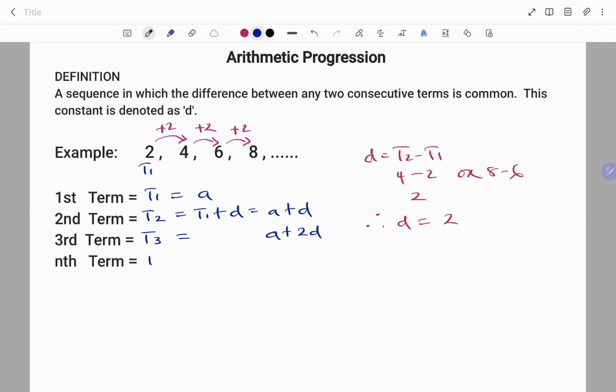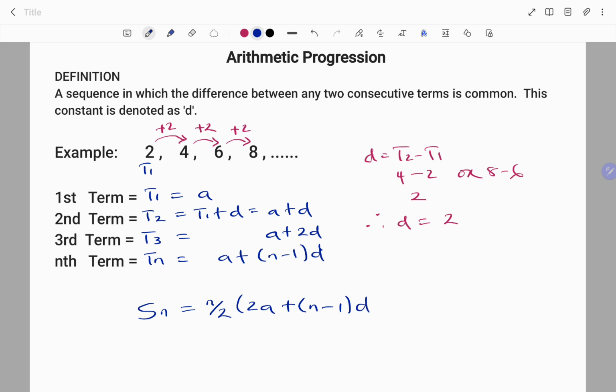Thus, to find our nth term, Tn, the formula is going to be a plus (n minus 1) d, where d is our common difference. Watch out for my next video, where I'm going to show you how to derive the sum of the arithmetic series, and the formula is n over 2 in brackets 2a plus (n minus 1) d.